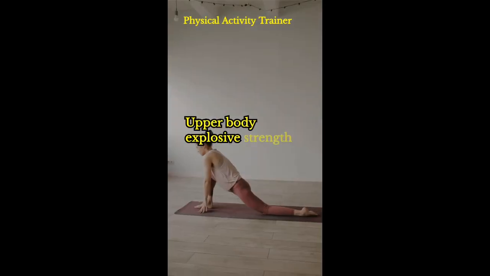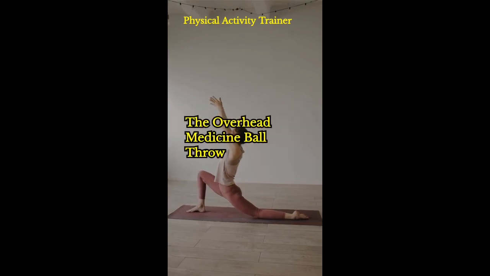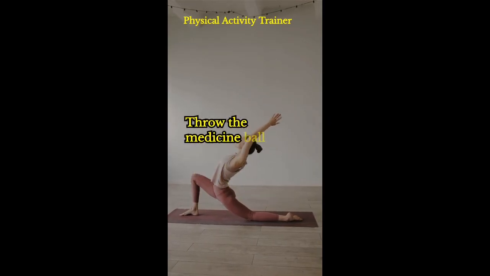Upper body explosive strength involves rapid force from arms and chest muscles. The overhead medicine ball throw measures upper body explosive power by ball travel distance. Throw the medicine ball overhead as far as possible to test arm and chest strength.